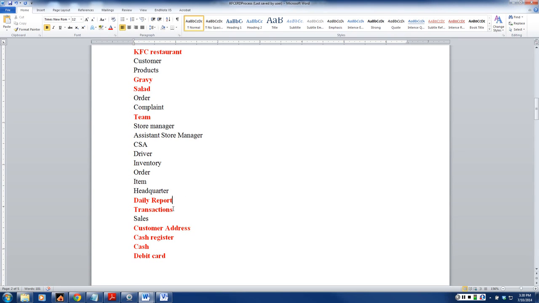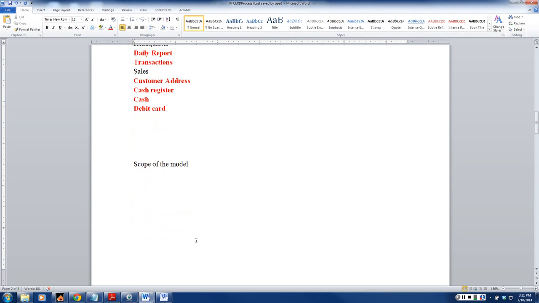Transactions, will not use transactions because we will rather use some kind of attributes inside sales to capture the notion of transaction. Customer address, again, it's an actually entity attribute. It is not an entity. Similarly, cash register can be considered as an entity, but there is not much meaning here because we really don't want to analyze something by cash register. Cash and debit cards are type of payments, so probably we'll go somewhere else and will not be modeled here.